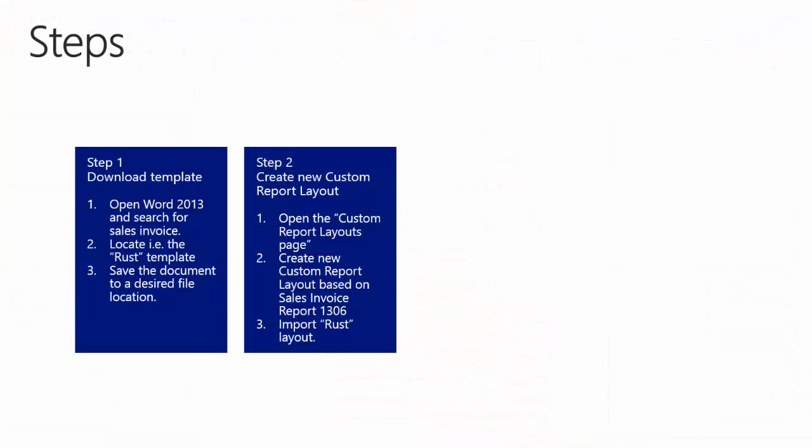Step number 2. Create new custom report layout. We will open the custom report layouts page. We will create a new custom report layout based on the sales invoice report 1306, and then we will import the Rust invoice template and view the report with its new layout.